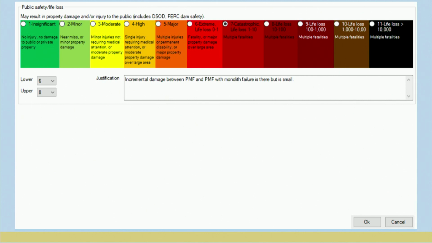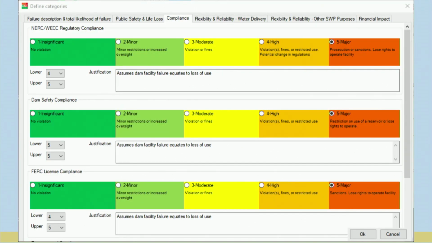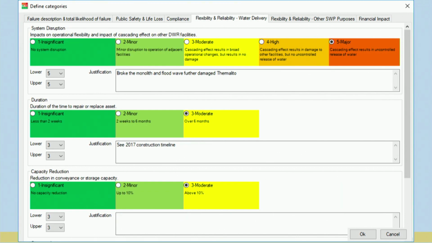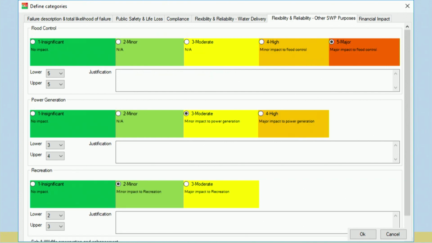consequence. And in this case, as Les Harder mentioned in an earlier presentation, we have the ability to circle back and look in some cases at what the level 2 risk analysis has already accomplished in their deliberations. This goes through the entire set of consequence categories that asset management has identified. The first you saw was public safety and life loss. Here's a piece of the interface where the teams will identify their assessment of the consequence in terms of compliance. Here's reliability and flexibility of water delivery. Here's flexibility and reliability of other State Water Project purposes. That includes flood control, power generation, recreation, and other subcategories that are below this on the interface.